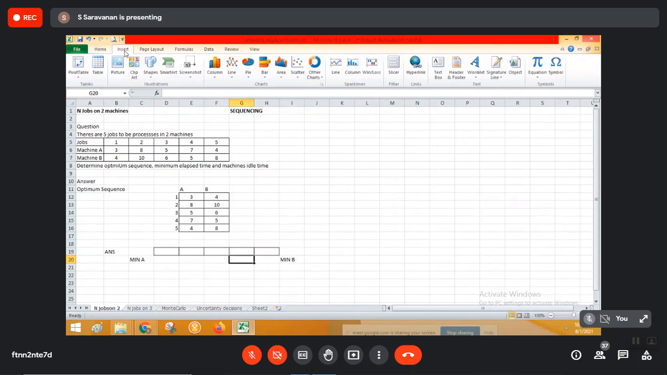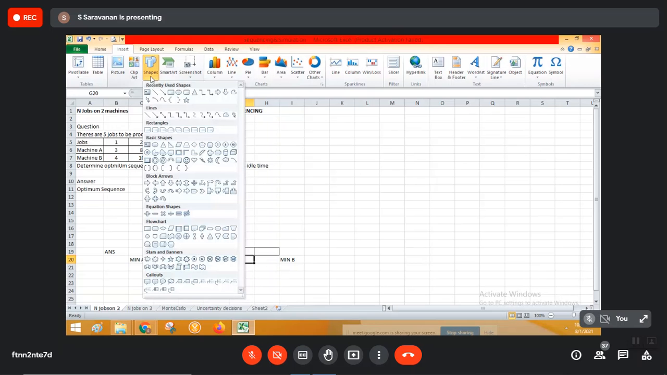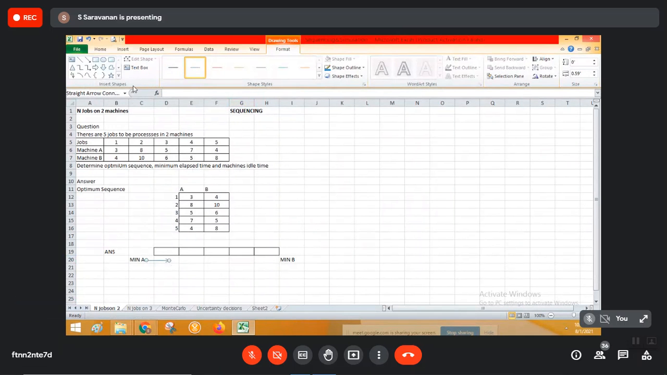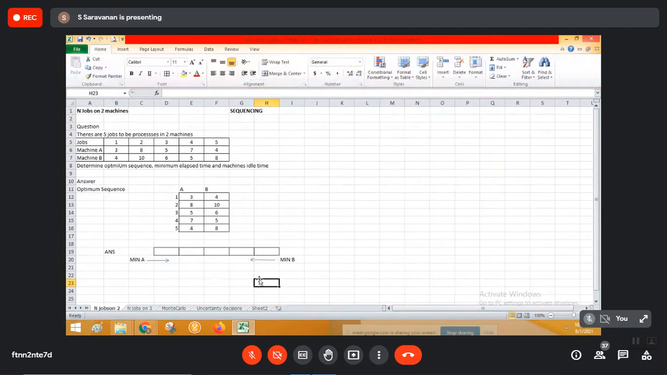So the sequence should be like this. If it is machine A, it will start from this position. If it is from machine B, it will start in that position. Like this it goes. From the left hand side you should come for machine A, and for machine B you have to come from the right hand side. Just observe what I say.